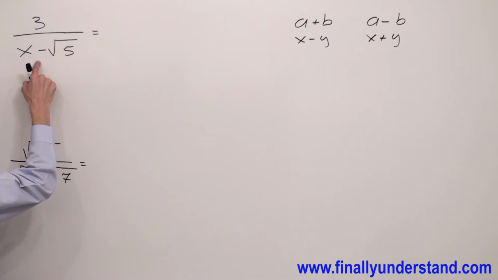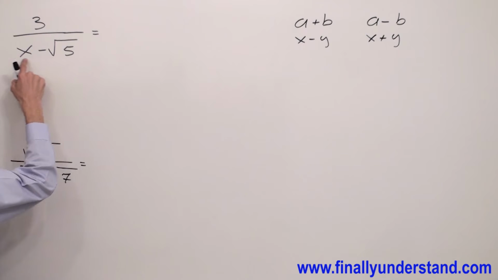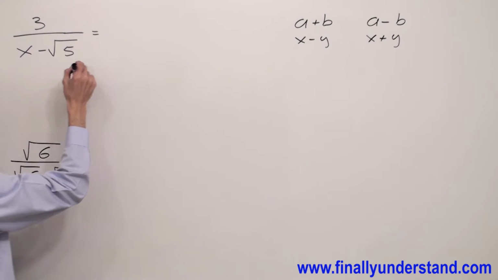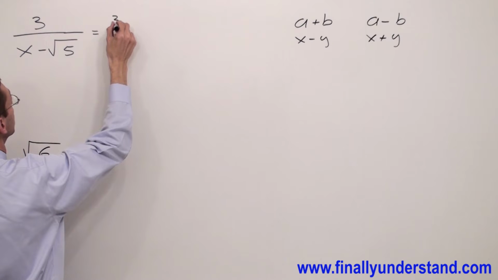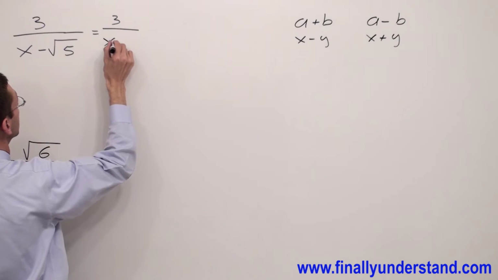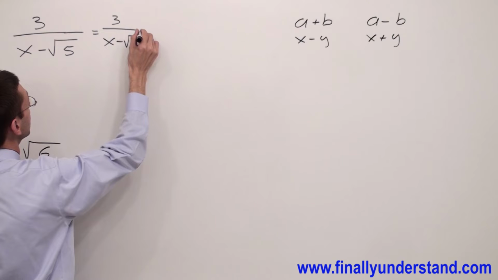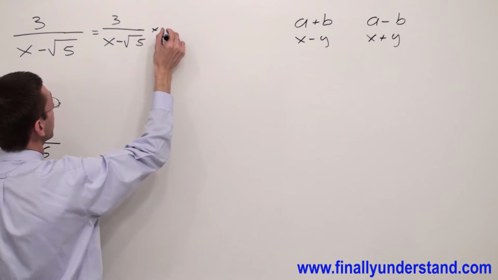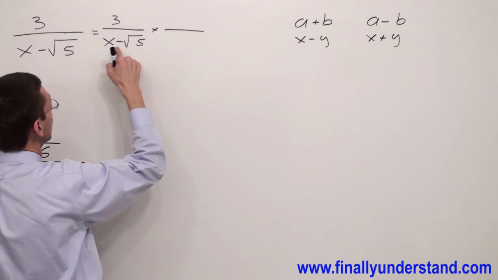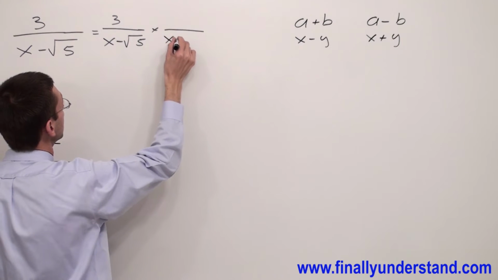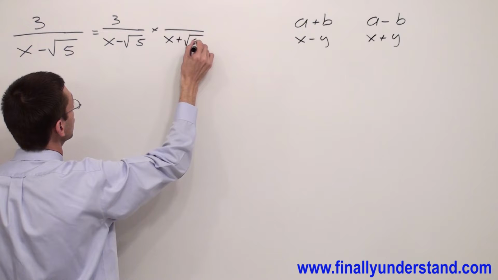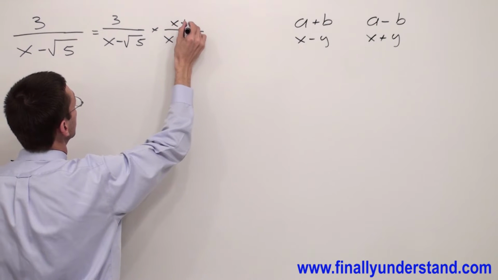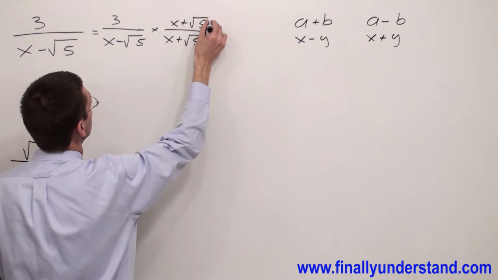What I have to do first over here is simply multiply numerator and denominator by the conjugate of this binomial. So I'm going to copy this down. I have 3 over x minus square root of 5, times the conjugate of my denominator, which is x plus square root of 5.